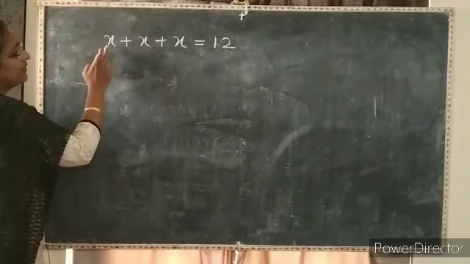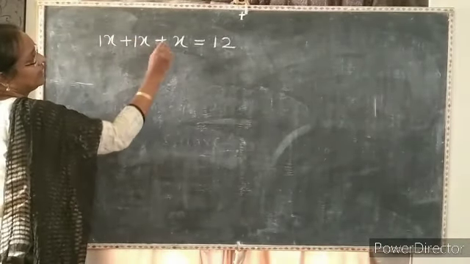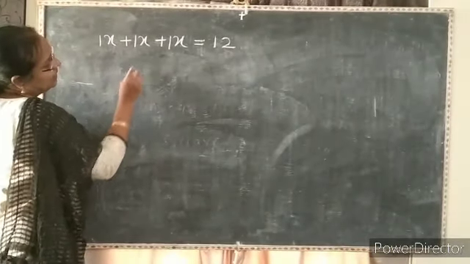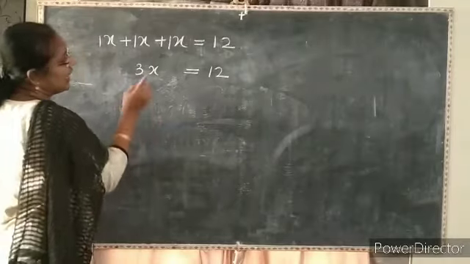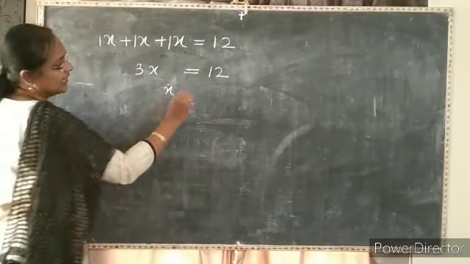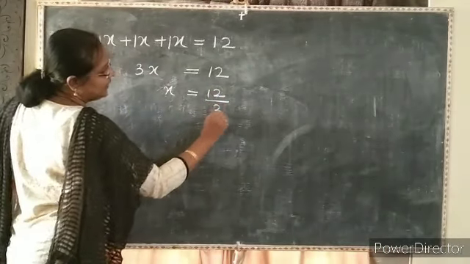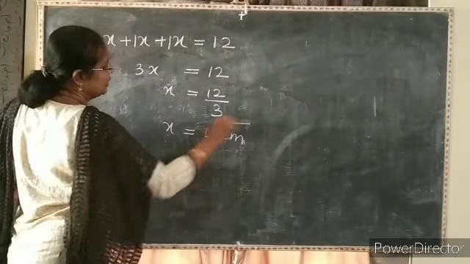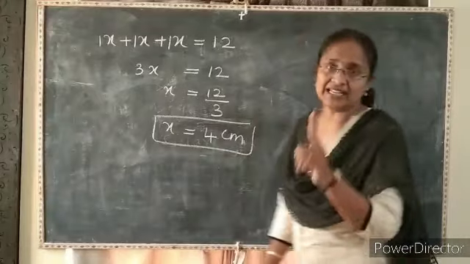12. Okay, now we are going to add x plus x plus x. Here I have 1x, here I have 1x, and here I have 1x. So 1 plus 1 plus 1, 3x will be equal to how much? 12. So I need the value of x only. So keep x alone this side. Take the 3 to that side. So 12 divided by 3. So x is equal to how much? 4 centimeter. So now what will be the length of the wire on one side?